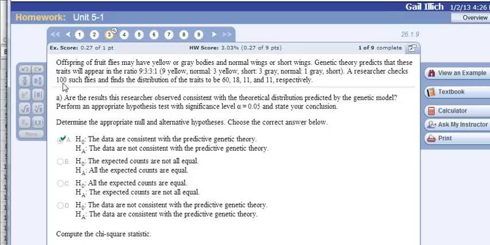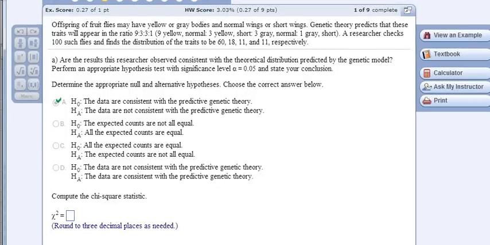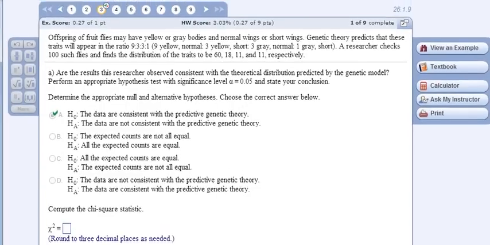Now, the researcher looks at 100 fruit flies and finds 60 yellow normals, 18 yellow shorts, 11 gray normals, and 11 gray shorts, and they want to know, is that consistent with the model? So we'll do a chi-square with 3 degrees of freedom because the number of categories here is 4, and it's always n minus 1 for the degrees of freedom. The null is that the data is consistent with the predictive genetic theory, and the alternative is that it's not consistent. And so we want to compute now the chi-squared statistic.